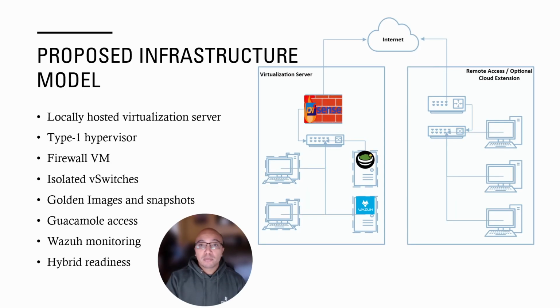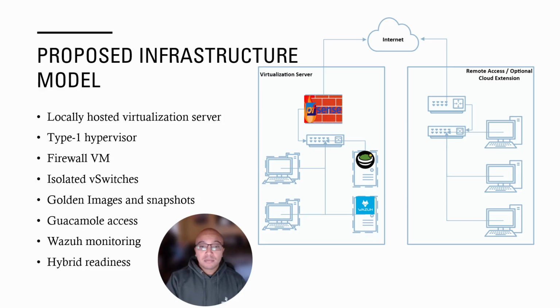This slide shows the proposed infrastructure model. The design is local first, meaning routine training runs on organization-controlled hardware rather than being hosted entirely in the public cloud. The left side of the diagram shows the local virtualization server, which is the center of the design. The server hosts the lab virtual machines, virtual networking, firewall VM, access gateway, and monitoring tools.